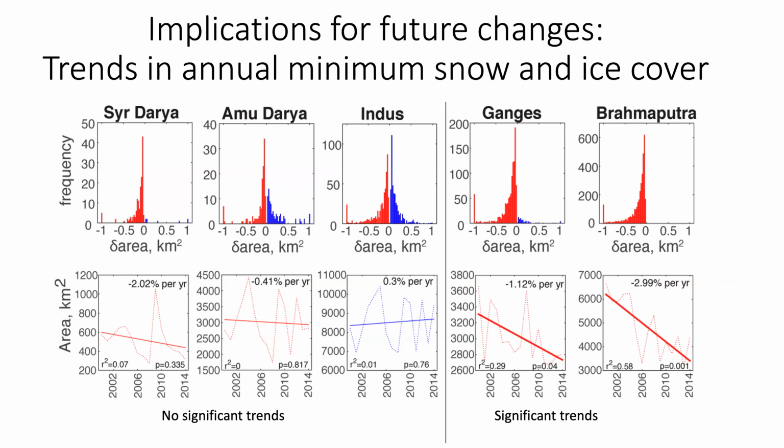We have done some analysis of a shorter time series of data in a previous project from 2001 to 2014 for 5 major river basins. We found that in the Sirdarya and Amudarya, snow and ice at the minimum is being lost, but we did not see a significant trend. The Indus Basin had a slight increase, but was also not significant. In the Ganges and Brahmaputra, we saw significant decreases in annual minimum snow and ice from 1 to 3% per year.